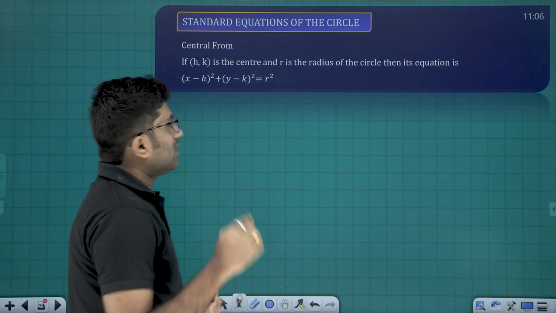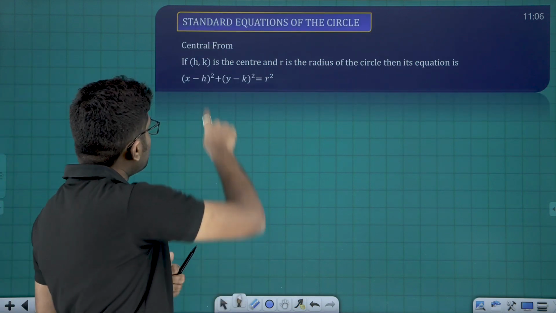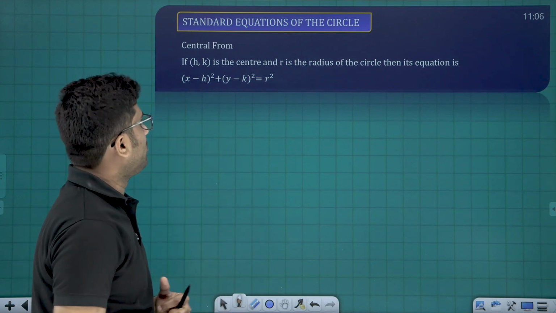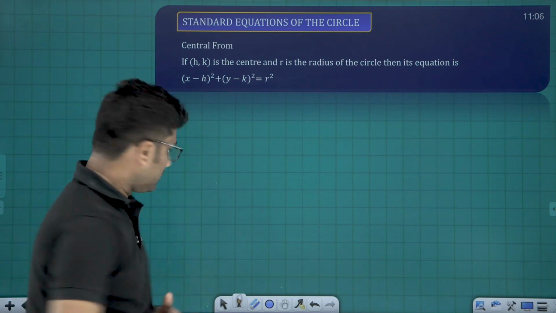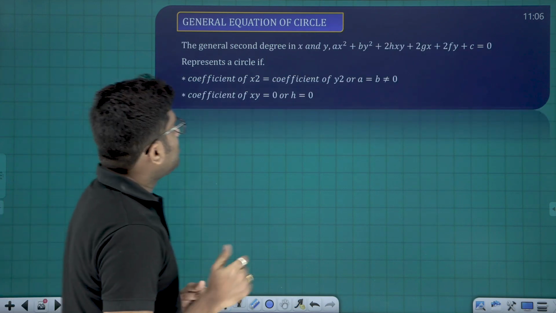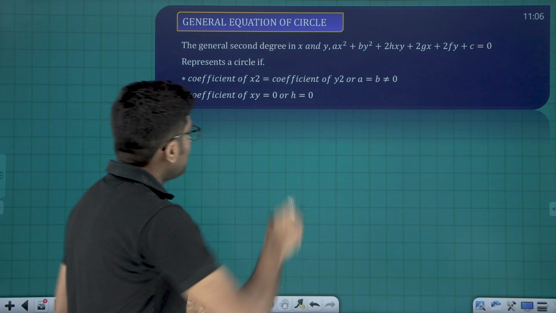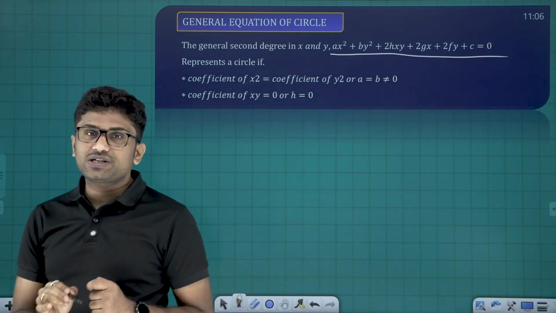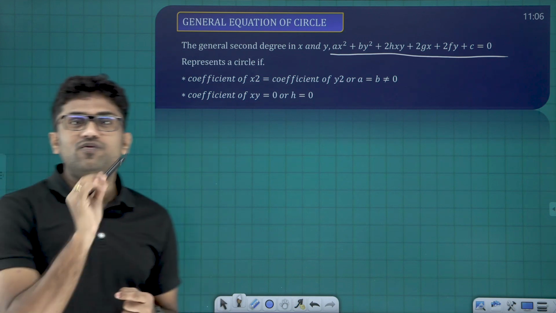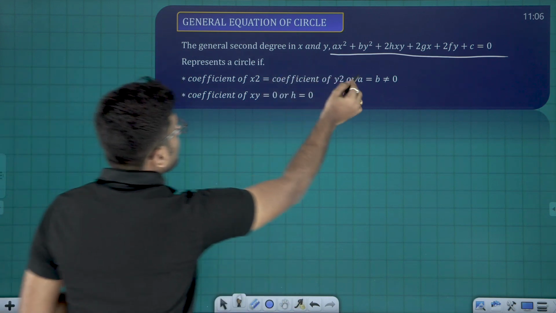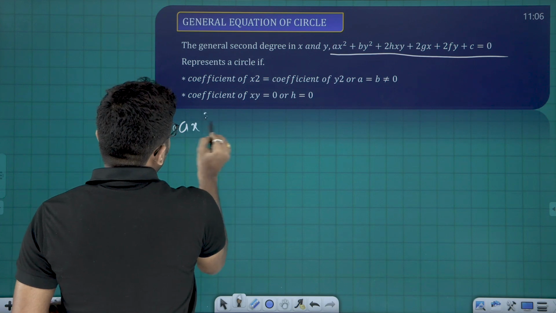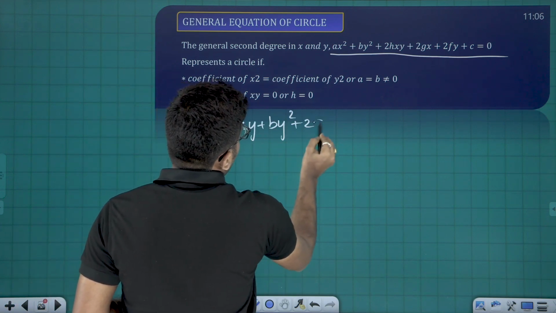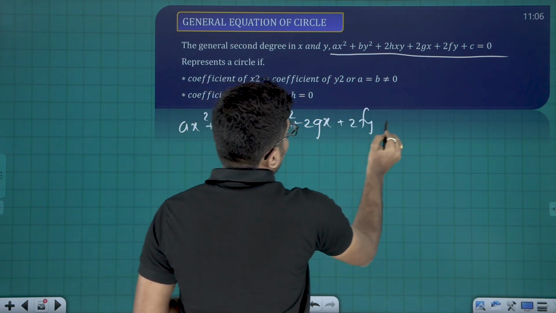Standard equations of the circle. First one is center radius form. If you know center as (h, k) and radius r, then the equation of the circle is (x minus h) whole square plus (y minus k) whole square is equal to r square. Next, general equation of the circle. As usual friends, this equation represents a circle if h is equal to 0 and the coefficient of x square is equal to the coefficient of y square.